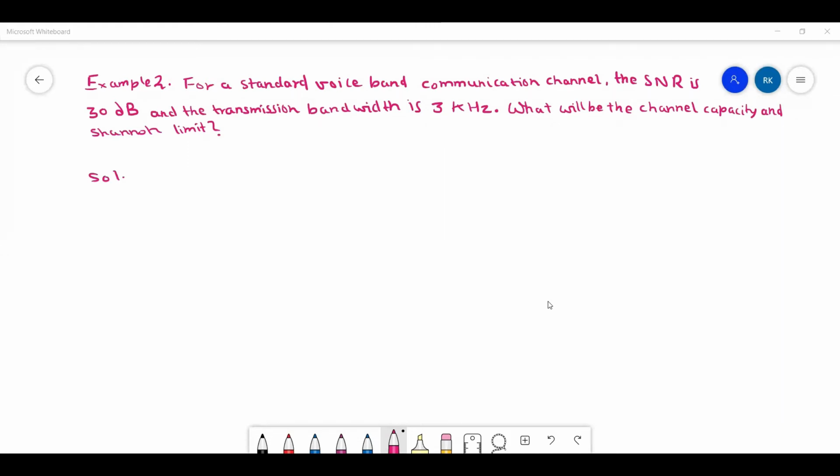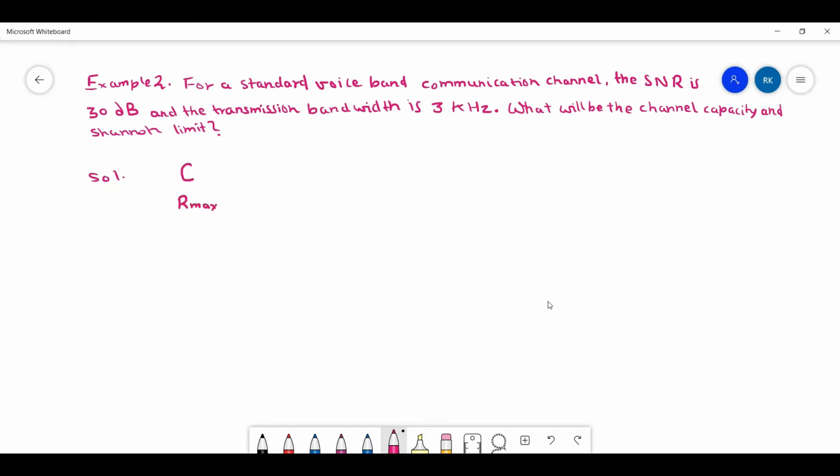Let's do another numerical problem on the topic bandwidth and signal to noise ratio trade-off. The statement for the problem goes like this. For a standard voice band communication channel, the SNR is 30 dB and the transmission bandwidth is 3 kHz. What will be the channel capacity and Shannon limit? So again we are asking the value of C and the value of R max.